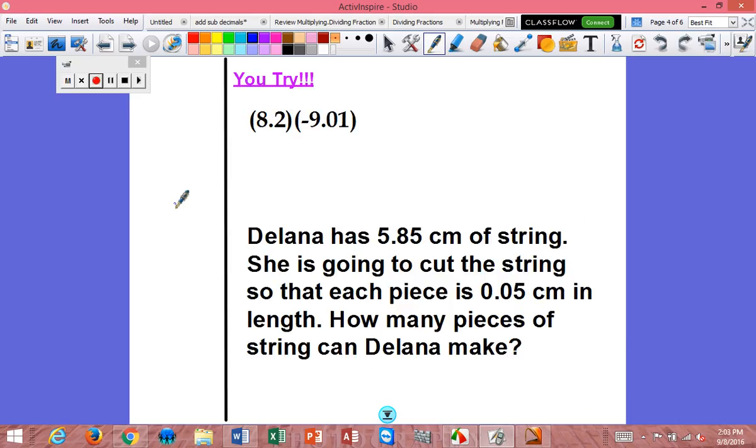Alright, now it is time for you to try. Complete the following 2 problems and make sure you show all of your work and circle your answers in your spiral. And I will see you next class day.